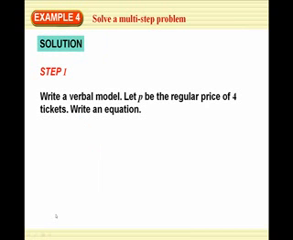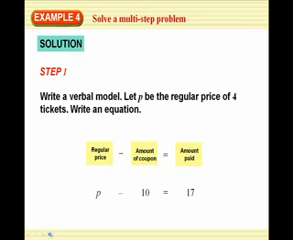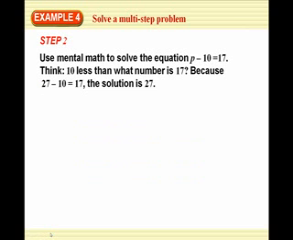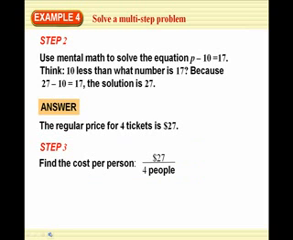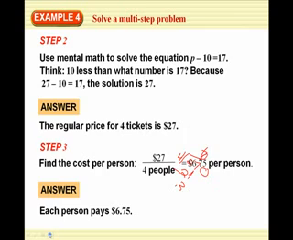Write a verbal model. Let P be the regular price of 4 tickets. So, see right here, P, that's what I was trying to write. Use mental math, so it would be $27 would be the regular price for 4 tickets. So if you're going to share it equally to find the cost per person, you would take the $27 and divide it by 4. 4 into 27 goes in 6 times, which is 24. There'd be 3 left over. Add a 0. My pen doesn't want to work, so I'll just stop. $6.75 per person.